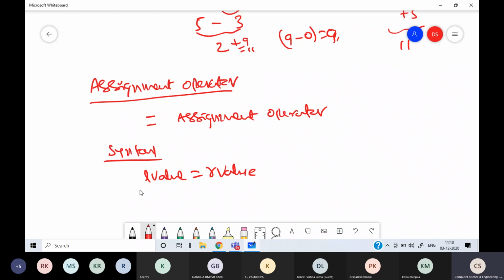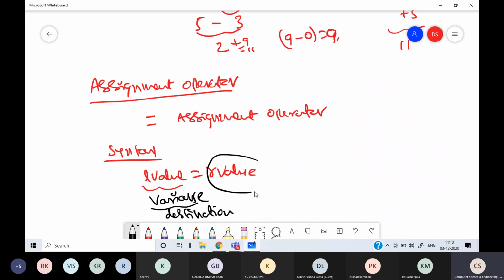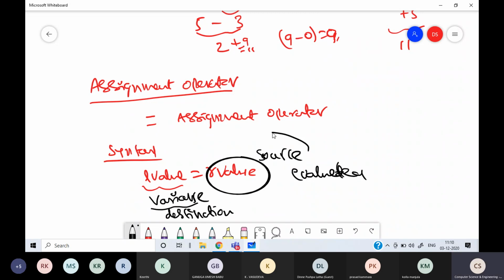The very important thing here is that L is left and R is right. Whichever is at the left side of equals to is the L value, and this must be a variable. It cannot be a constant, and it cannot be an expression. This variable is actually the destination. The R value is the source. The source is evaluated, and then it is moved into the L value. Because something is moved into the L value, it must be a variable, not an expression.